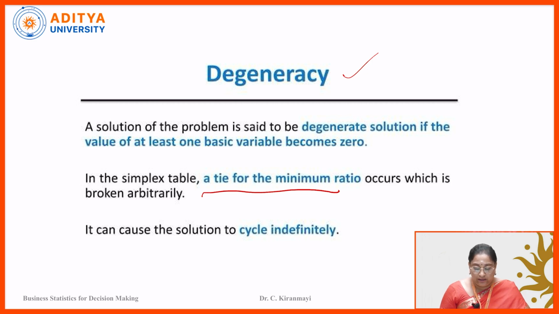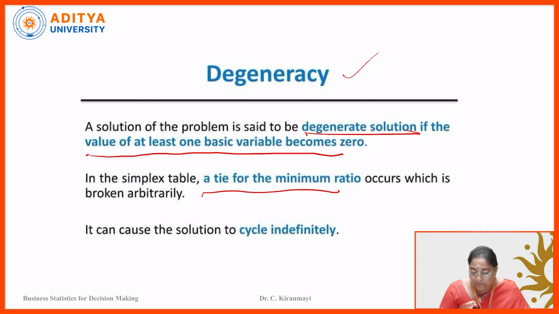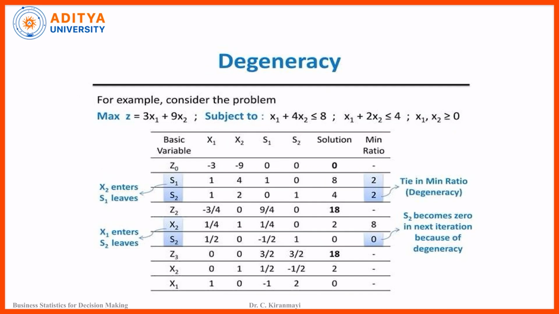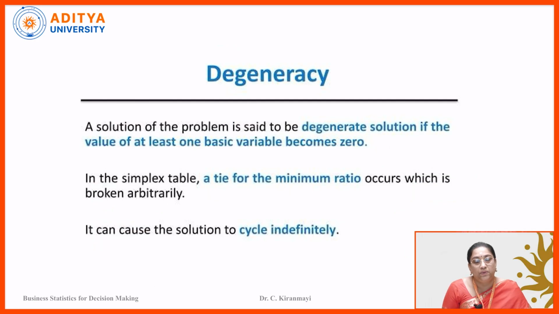Not only that, a solution is said to be degenerate if at least one basic variable value becomes 0. So, what is a basic variable? A basic variable is a variable which represents the identity matrix in the Simplex table. Here S1, S2 form the identity matrix in the Simplex table, so these two are called basic variables. The solution is said to be degenerate if the value of these basic variables is 0.